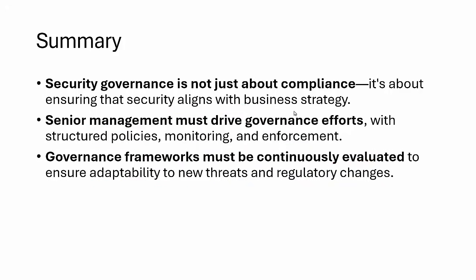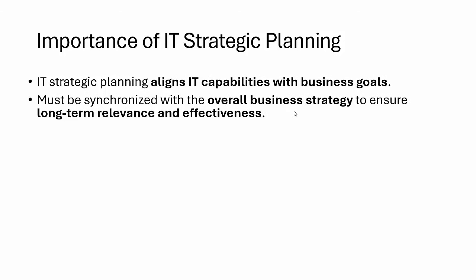Now, the next thing is called IT strategic planning. It's the next part. See, without planning of IT, you cannot implement IT in the organization, and the CIO is responsible for implementing IT strategic plans in the organization. So the IT strategic plan is all about aligning IT capability with the business goals.